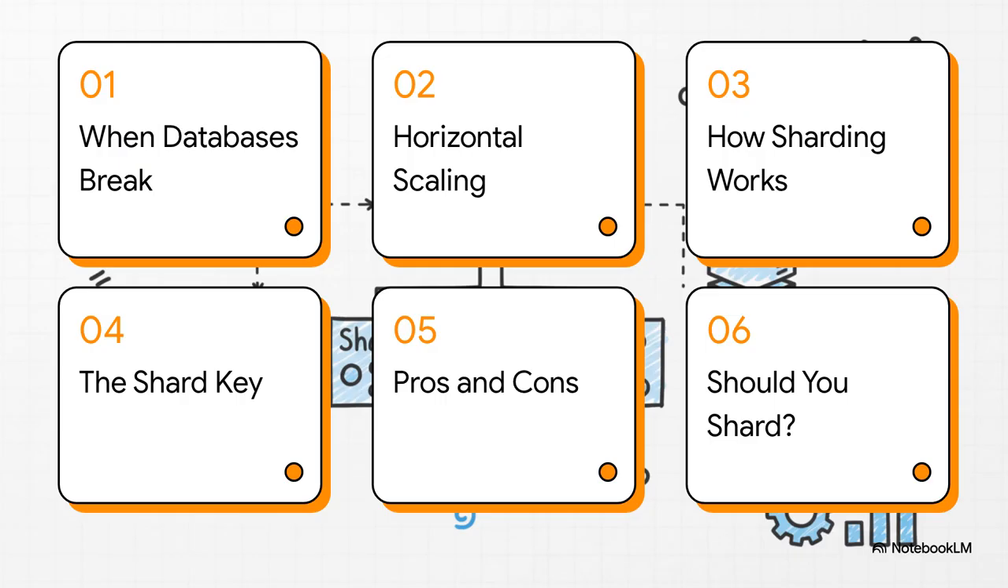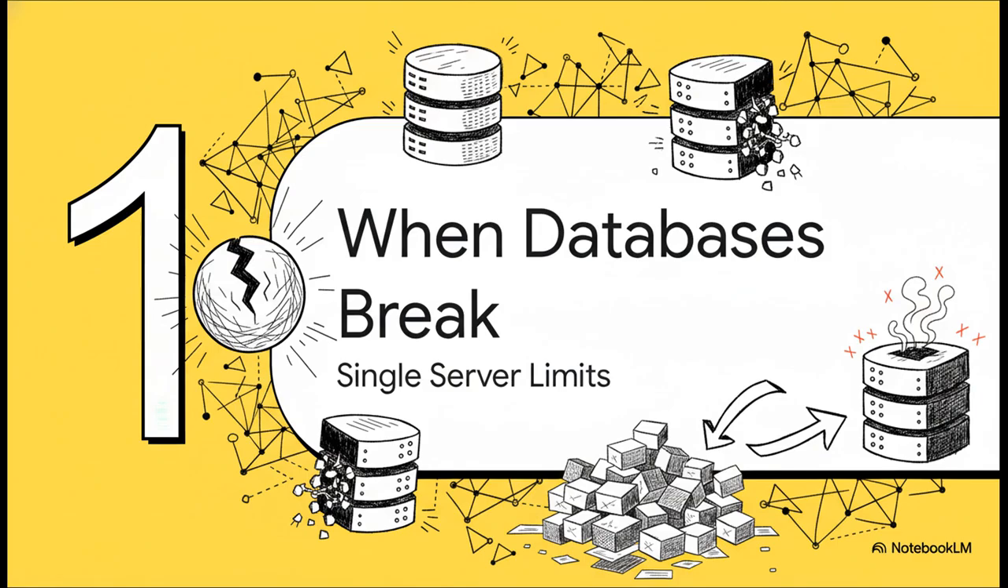Here's what we're going to cover. First, we'll look at why your database breaks in the first place. Then we'll jump into the solution, horizontal scaling. I'll show you exactly how sharding works, its three main parts, and we'll really dig into the most important piece, the shard key. After that, we'll weigh the pros and cons and finally help you figure out if you should even use sharding at all. All right, let's dive right in.